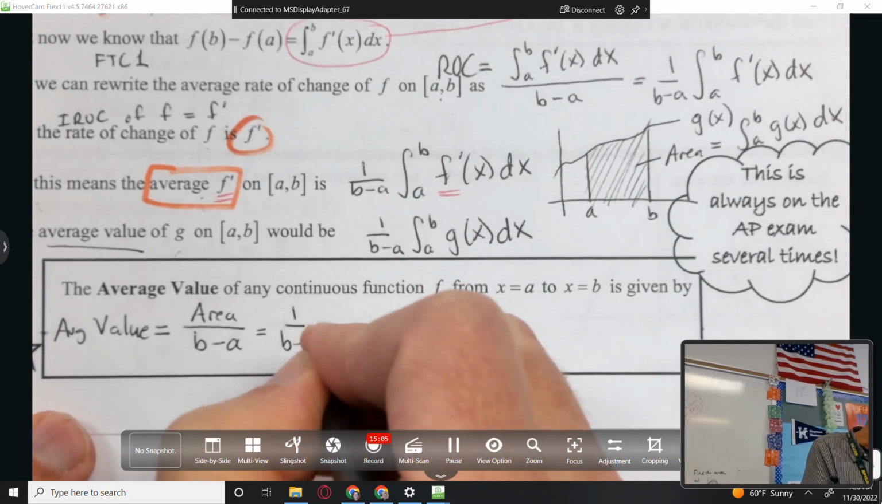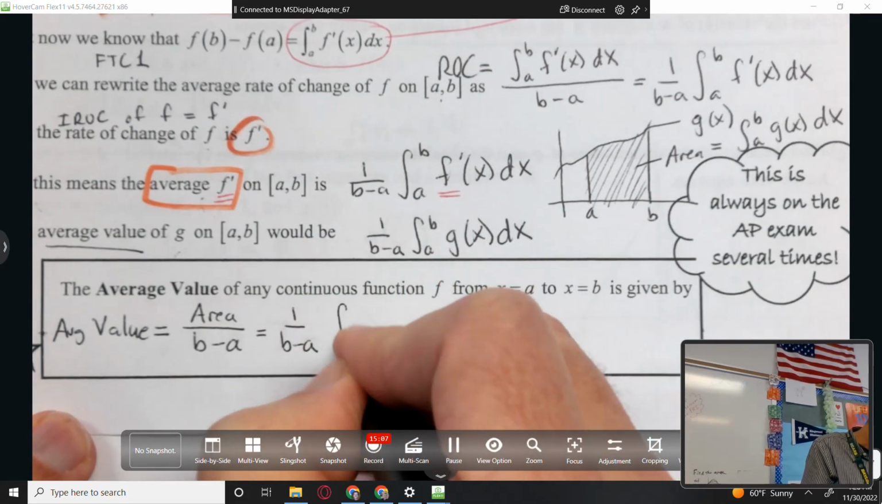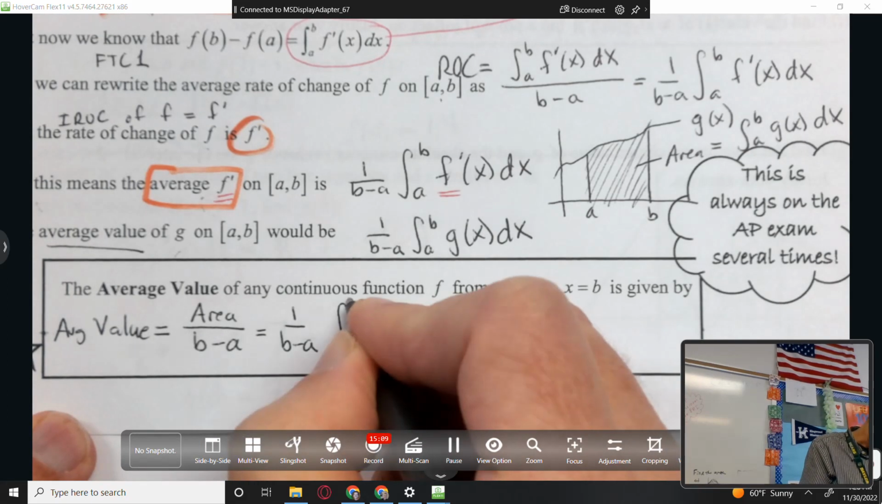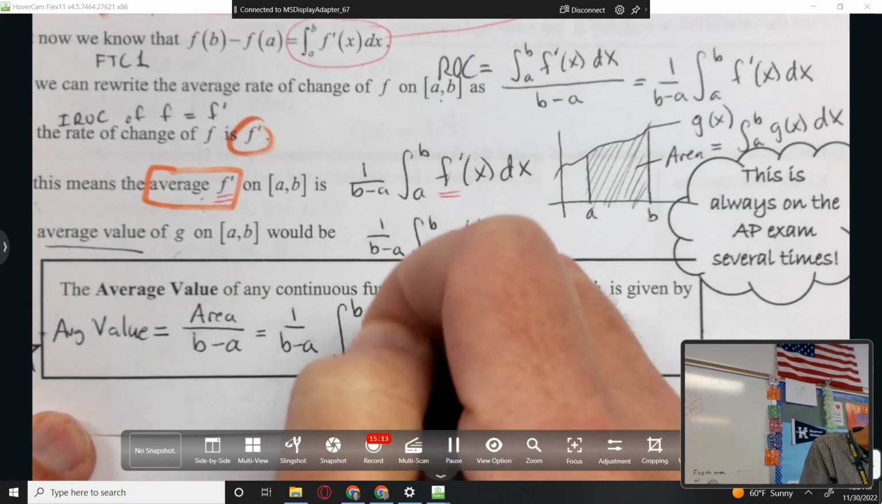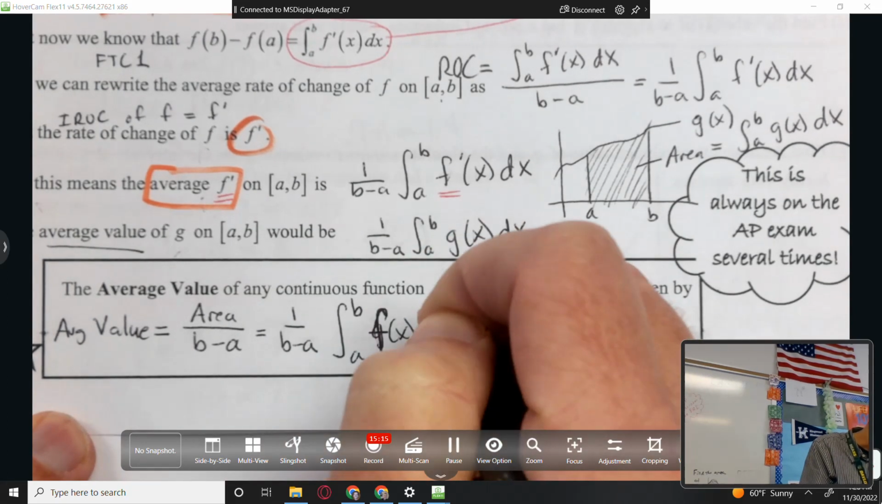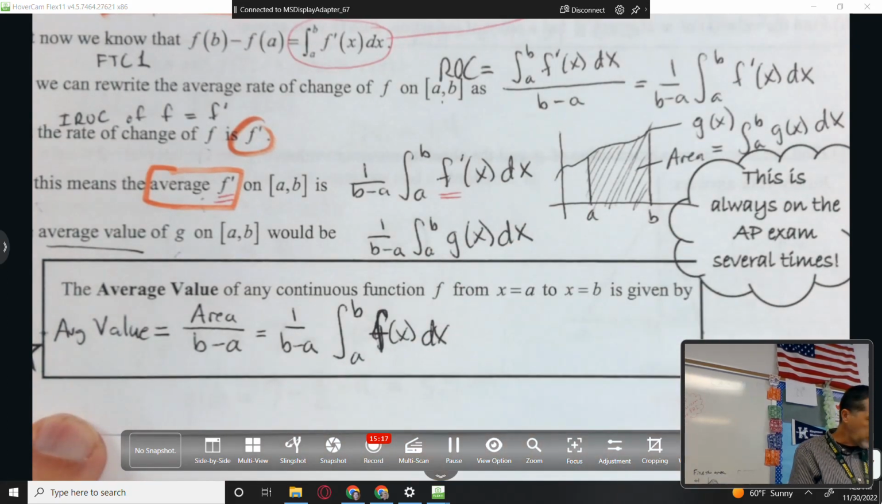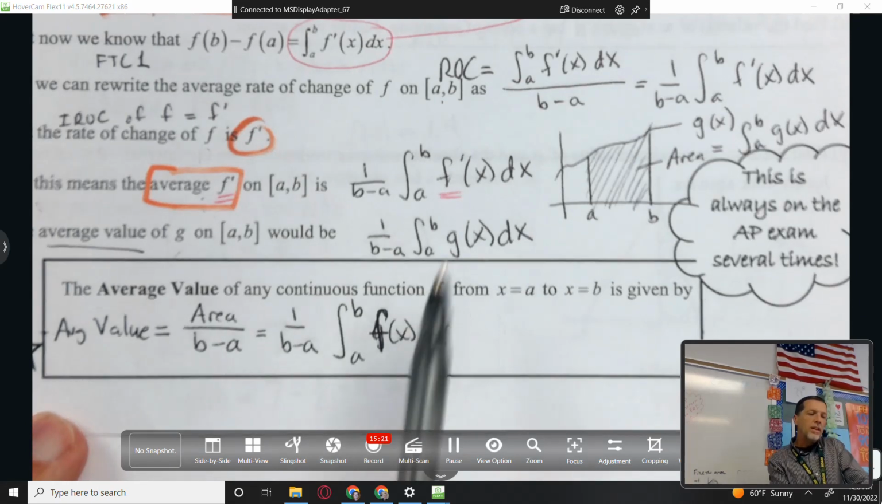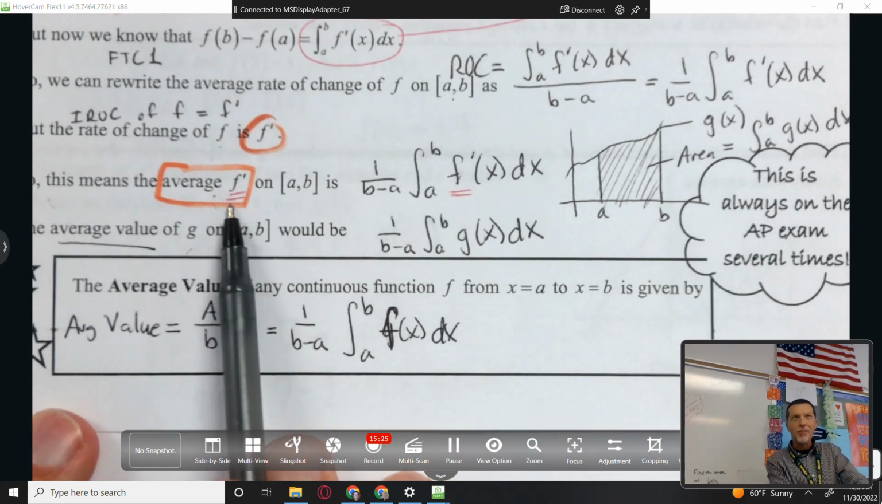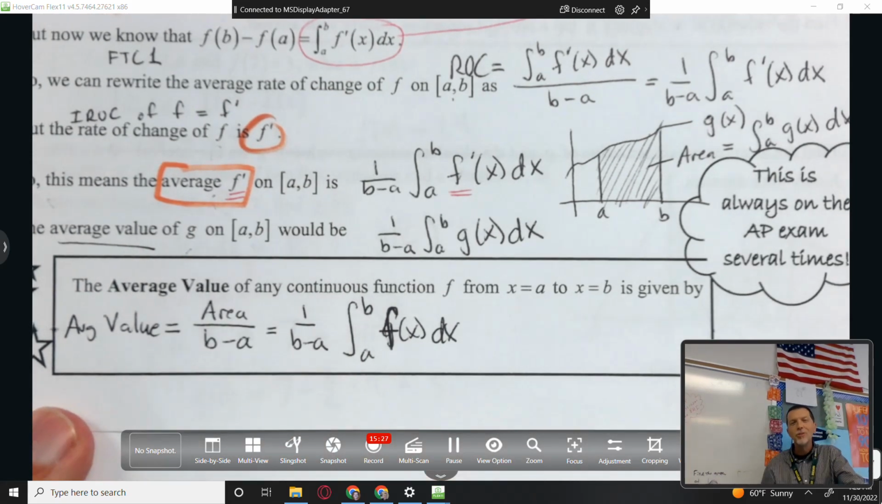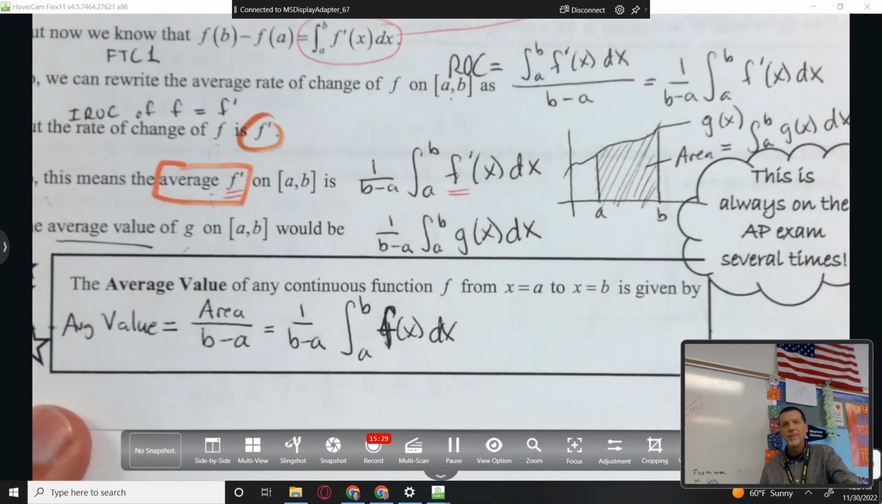So 1 over b minus a times the integral from a to b of, whoops, we're in f, not g now, f of x dx. F prime x dx? No, because when we had f prime, that was the average of f prime. We didn't want to nest too many f primes, so we just swapped it out. Oh, okay.